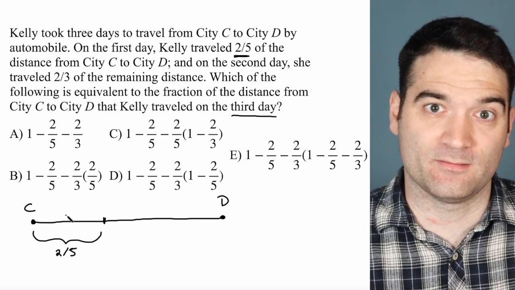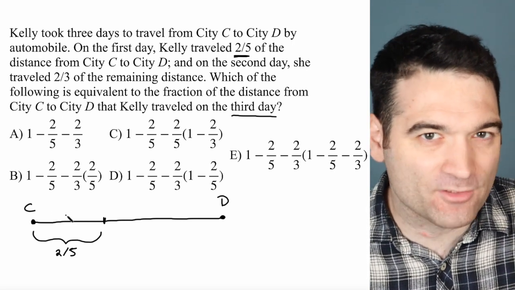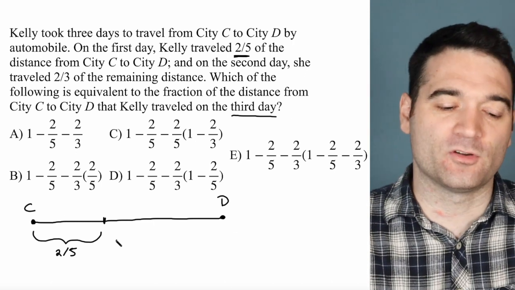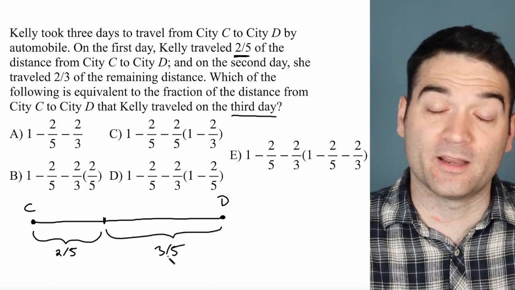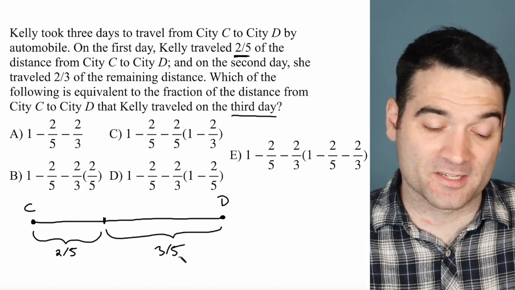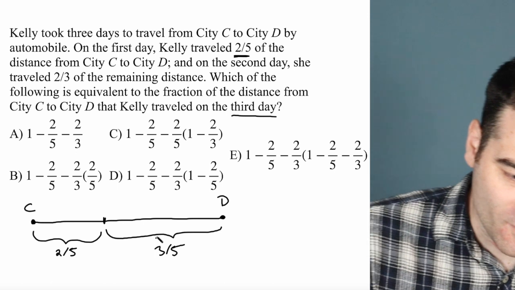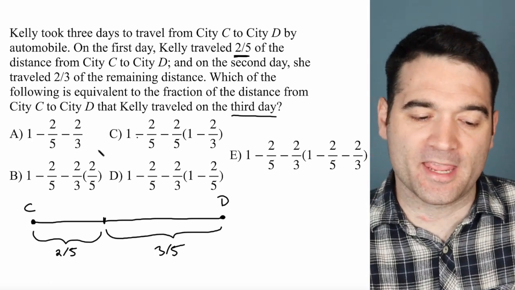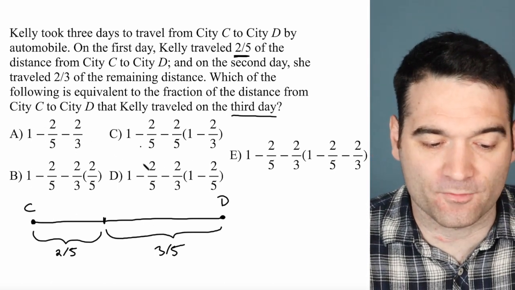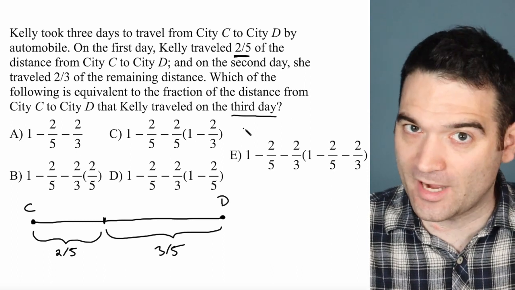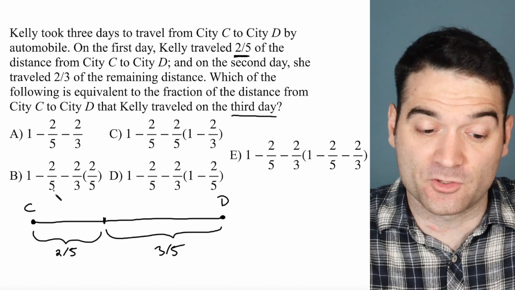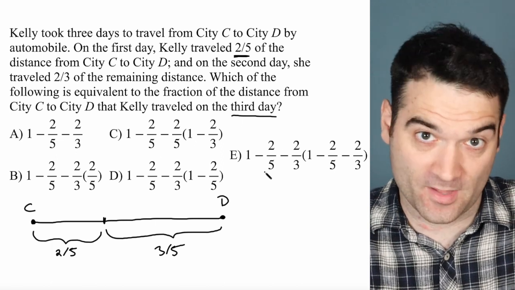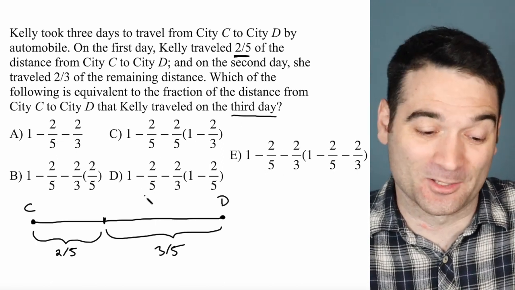So immediately we think to ourselves, how much is left over after this trip? Well, 3/5, right? 3/5 of the distance is left over. And if we're, again, keeping track with the answer options here, we start with 1 for all of these. We're looking for what's left over after the first and second day. So we subtract out the first day, subtract 2/5, and all of these answer options do that, right? So it's the next part that's going to be a little more difficult.